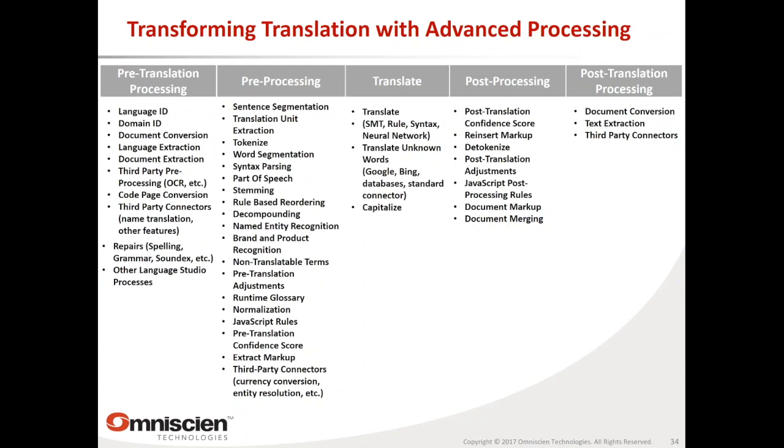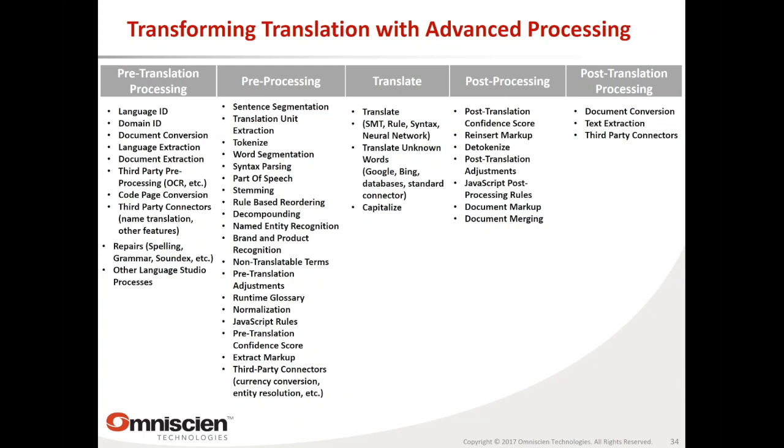Could be document conversion, text extraction, OCR, code page conversions when you might have something that's not UTF-8, repairs, and many other things. In pre-processing, there's a whole variety of things such as brand and product recognition, word segmentation, all your rules being applied for different things, and so on. Decompounding of languages like German and breaking all of that out, all of that's possible.